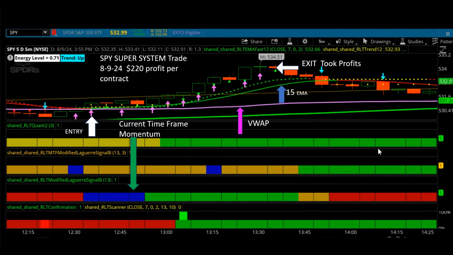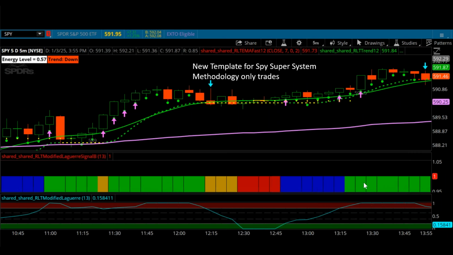This is multi-time frame. This is trend. All right, this one has been eliminated. So current time frame, multi-time frame, and trend. We're only looking at current time frame for the SPY Super System on a 5-minute chart. So that's what I put in here. Just that indicator with the VWAP and the 15 right here, right? And this is the actual oscillator, so you can see what kind of movement you're getting. This is a Laguerre modified, no divergence in here, just strictly momentum.